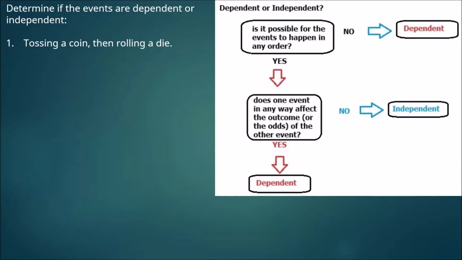So therefore, we ask the second question. Does one event in any way affect the outcome or the odds of the other event? Will tossing a coin affect whatever the outcomes of rolling a die? No, right? So therefore, they are independent events. Okay, so let us have the second one.